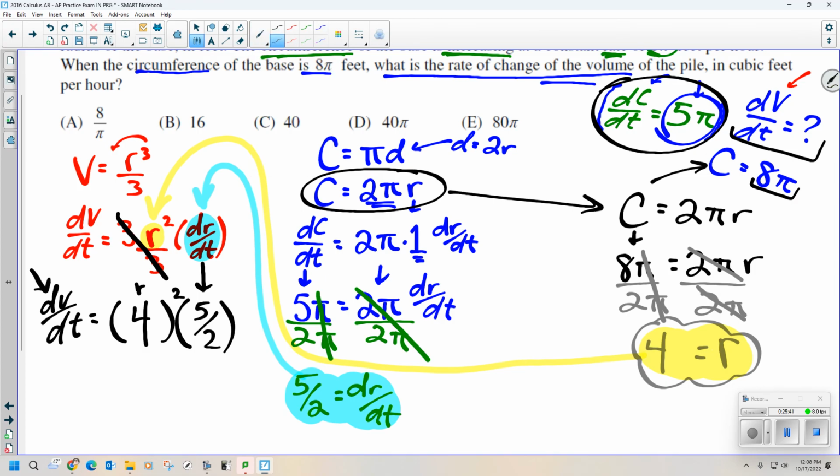I'm trying to solve this. So let's do our math, okay? 4 squared is 16 times 5 halves. 2 goes into 16 8 times. So 8 times 5 is 40.